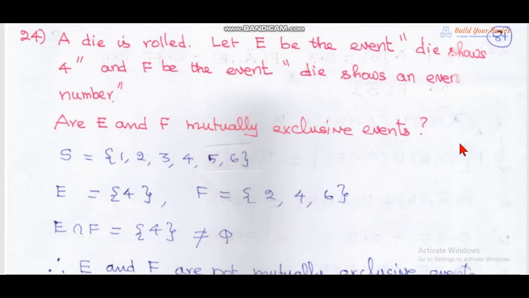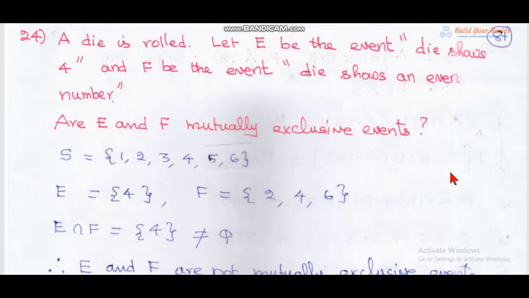Question number 24. A die is rolled. Let E be the event: die shows number 4. And F be the event: die shows an even number. Are E and F mutually exclusive events? The sample space for the experiment of rolling a die once is S equals 1, 2, 3, 4, 5, 6.